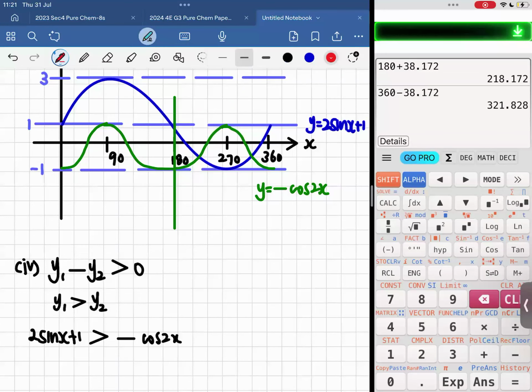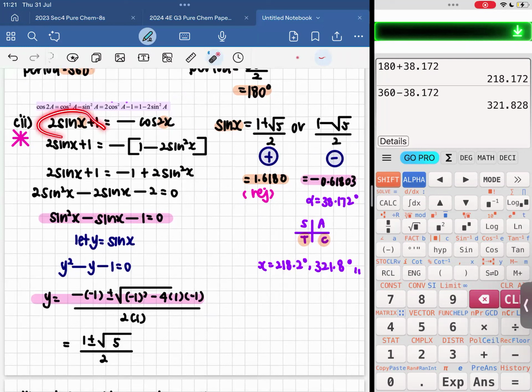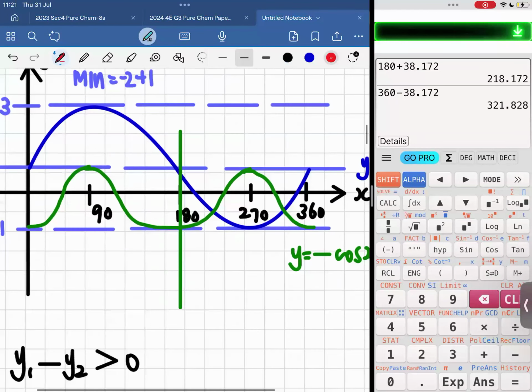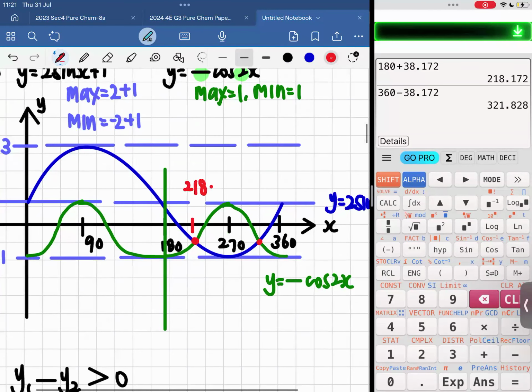Don't forget, just now we solved a few things. What did we solve? We solved when these two graphs are equal. What do they mean by these two graphs are equal? It means that they intersect. So where is this intersection point? Here. This is the intersection. This one was 218.2. This one was 321.8. Right? So it's linked. If they never ask you to solve, then I'm sorry, you have to solve. But this question actually guided you, right?